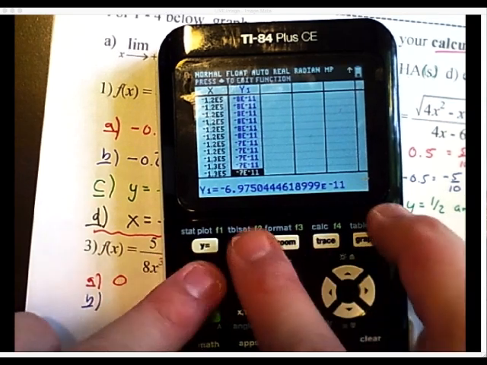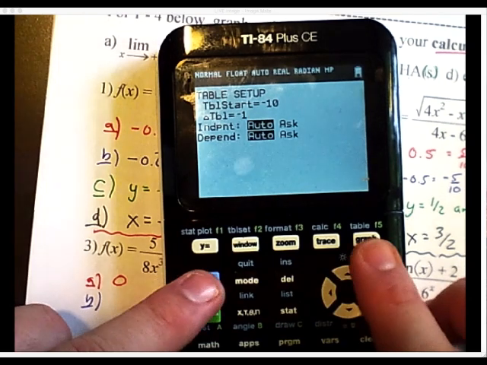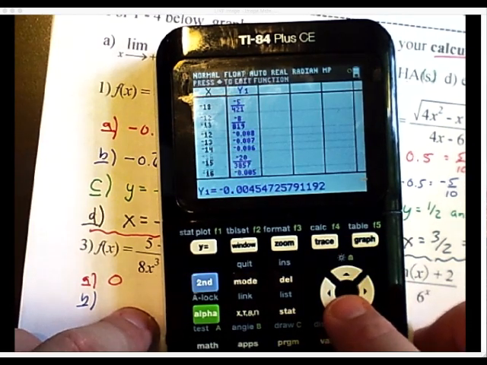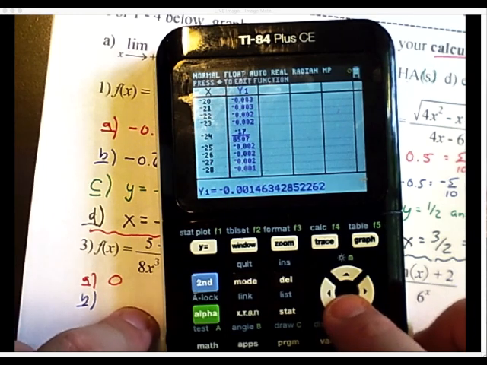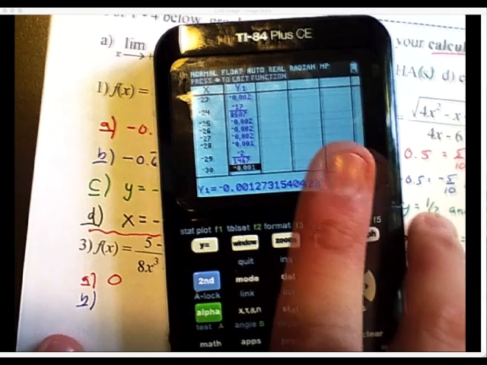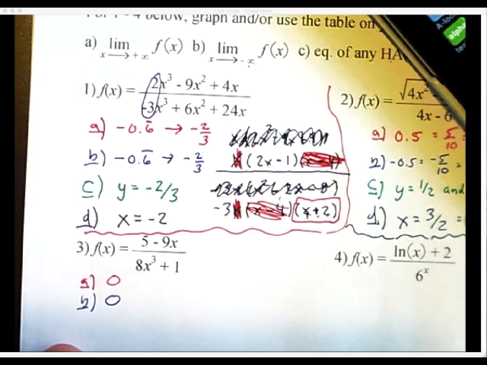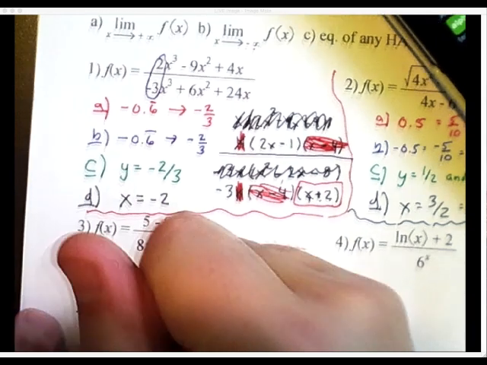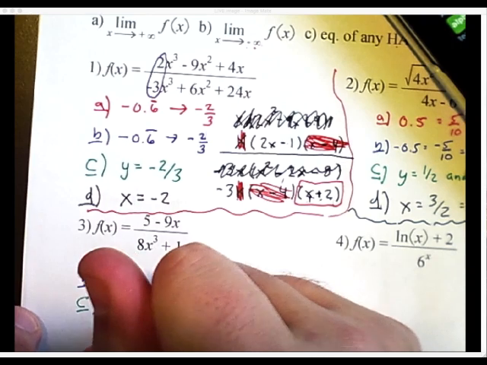If you have a hard time with that, just change your table. Maybe you start at negative 10 and go down by 1 every time. Okay. Again, look at all these numbers. Look at all these decimals. They're getting closer and closer and closer to 0. So, what's the equation of the horizontal line that the curve approaches as you go towards positive infinity and or negative infinity? It's just y equals 0.